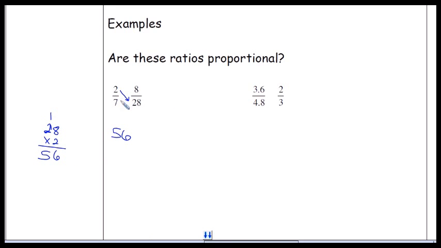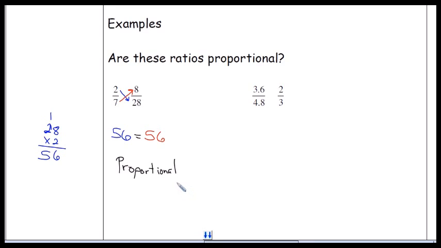Now I'm going to multiply the other way around. 7 times 8. What's 7 times 8? Oh yeah, that's 56. Are they equal to each other? I believe they are. They're the same number. So because both cross products gave me the same answer, then we know that they are proportional. So we're going to write down the word proportional.